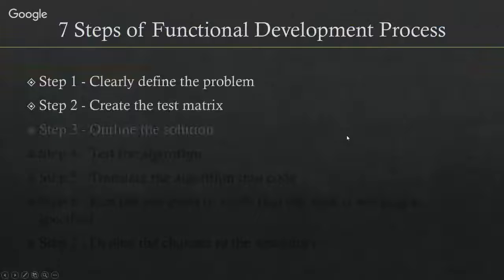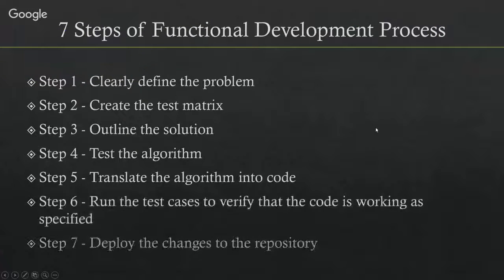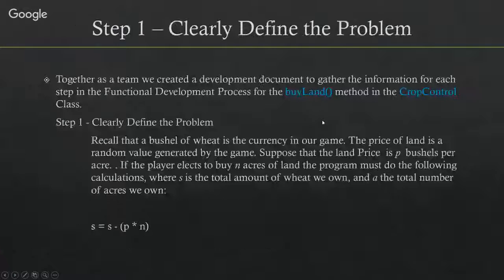So first we'd like to talk about the 7 steps of the functional development process. The first step is to clearly define the problem. Together as a team, we create a development document that goes over all of these steps for each method. In the first one here, we need to define the problem.